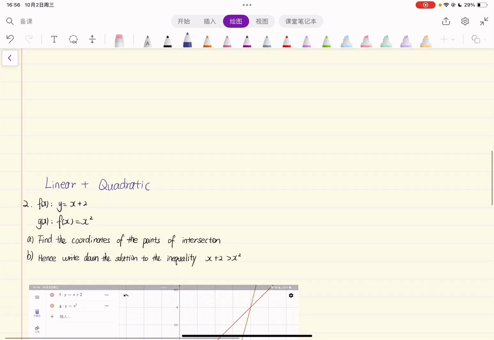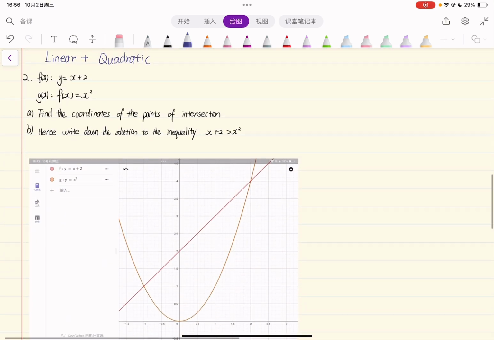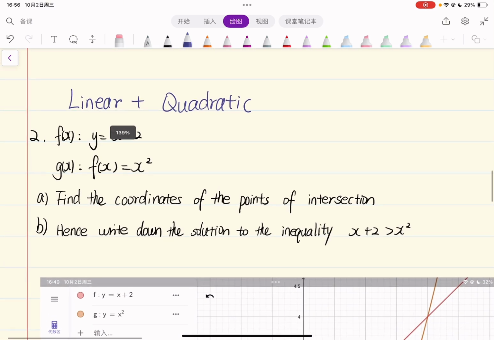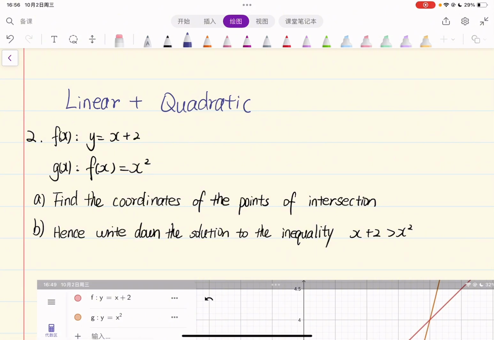Let us see the second example. One is linear and the other is quadratic. For f(x), we have y equals x plus 2. This is linear. And for g(x), that is, I read it wrong, g(x) equals x squared. Yes, that is correct. So g(x) equals x squared, that is quadratic.